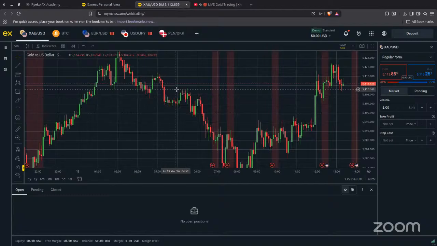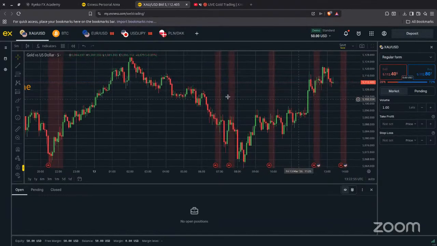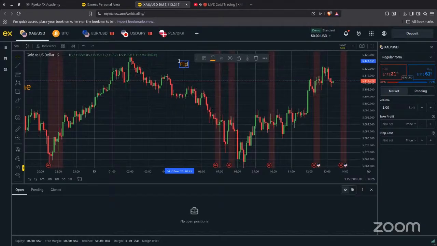So let's see how we can do this together in our chart analysis. Okay, so this is what you're going to do: flip 50 to 1,000. Okay, so let's see how we can do it much more easily.